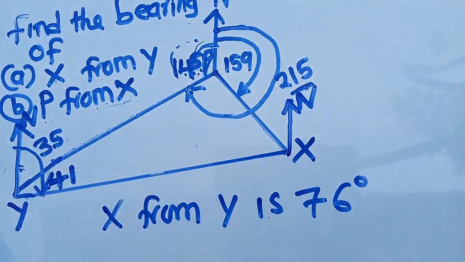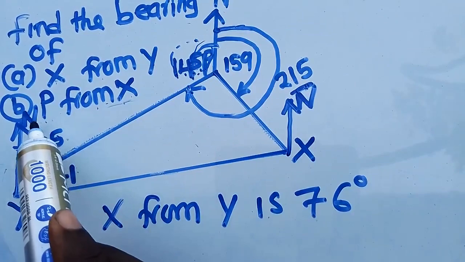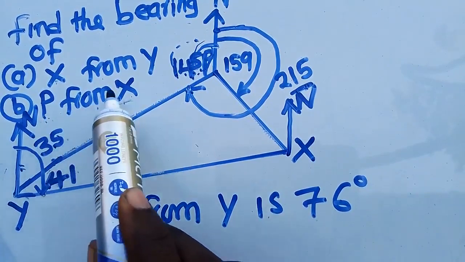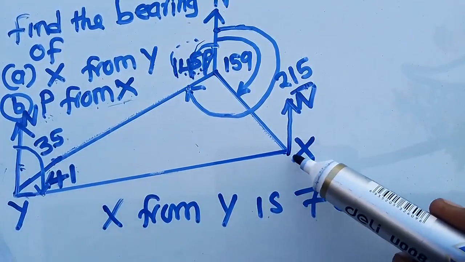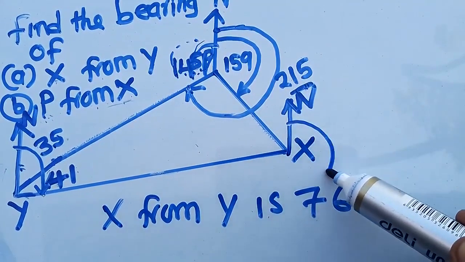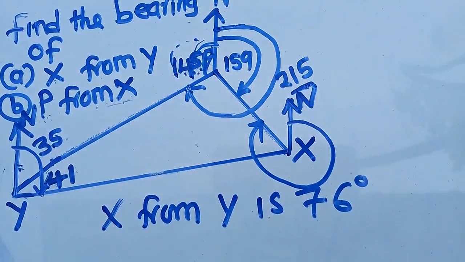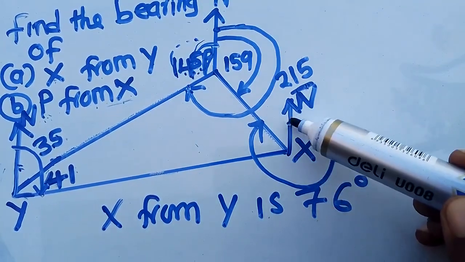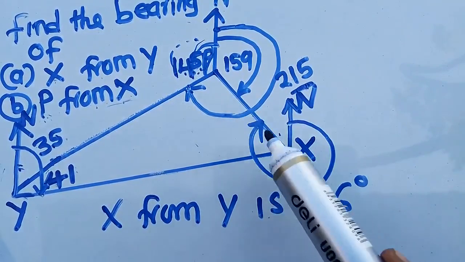Have you seen? So they're saying the bearing of P from X. You go at X, you put a north there. Then you do this until you meet P, like this. This is what you're going to do. So that's the angle that you want to find. At X, you put a north, then you move until you meet P that is there. So what are you finding here?